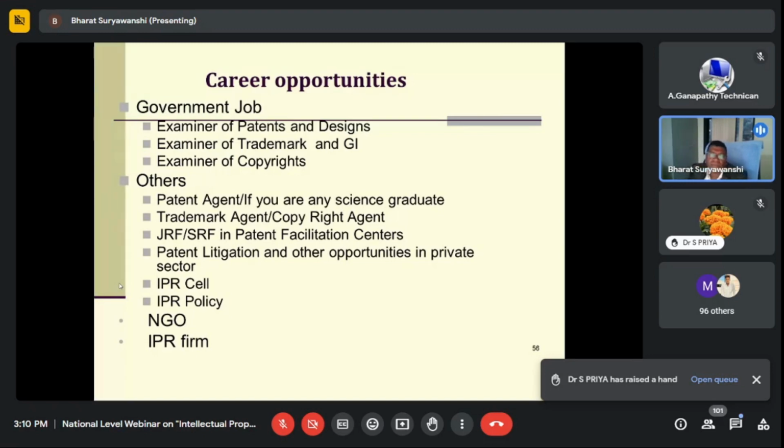If you have knowledge of IPR, you can work in the IPR policy, the IPR cell of the central government, IPR cells in universities, NGOs, or IPR firms in big cities like Chennai, Bangalore, Mumbai, Delhi, Kolkata, Nagpur. Many IPR firms are there; you can join them to make your career.